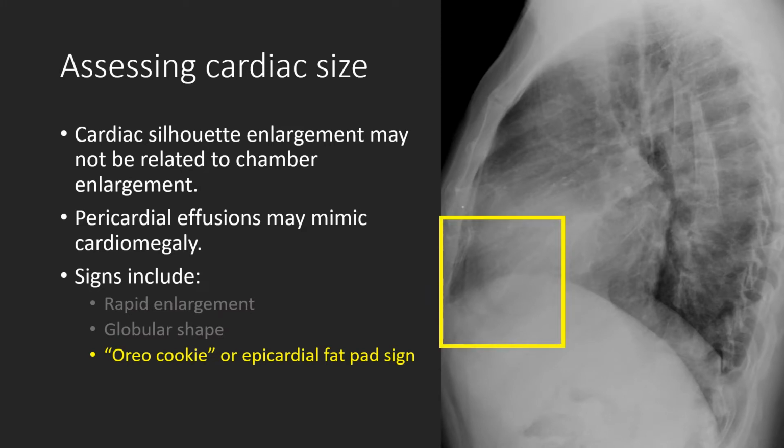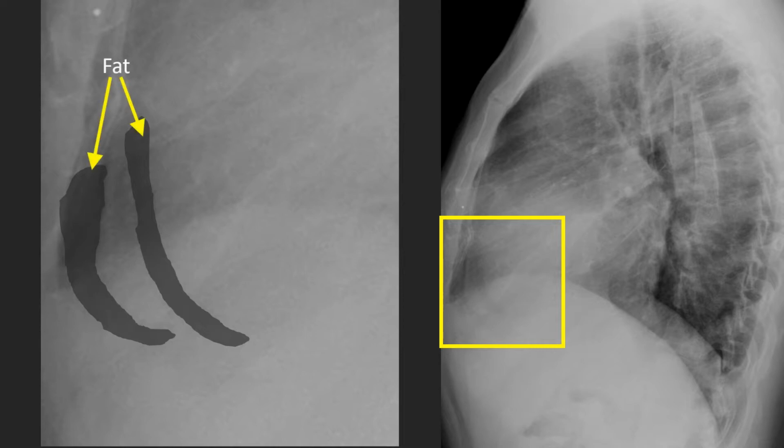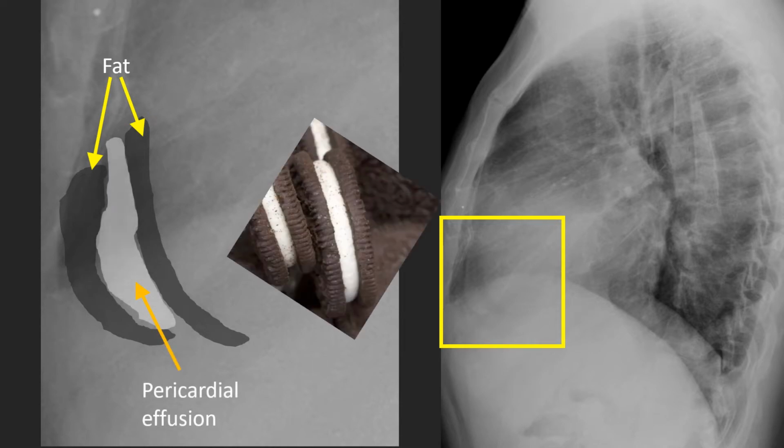Here's the corresponding lateral view, and note how we see some loosened stripes anteriorly, so let's blow that area up. Notice how we see 2 loosened lines. This represents fat deep and superficial to the pericardium. The intervening density represents the pericardial effusion, which we see here. The appearance has been likened to that of an Oreo cookie.